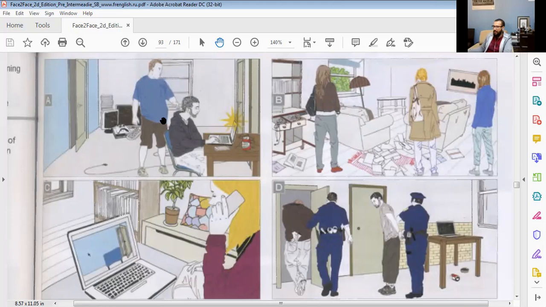B is number 1. Yes. What about number 2? Then C is number 2. Okay. A is number 1. A is number 3. And D is number 4. All right. Okay.